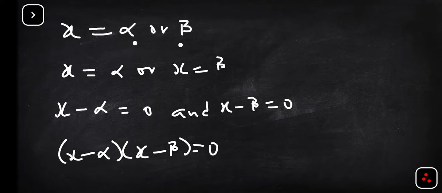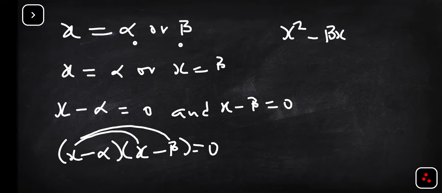At this point, when we expand, x times x is going to give us x squared. x times minus beta is going to give us minus beta x. Minus alpha times x is going to give us minus alpha x. And minus alpha times minus beta is going to give us plus alpha beta. And this is equal to 0.